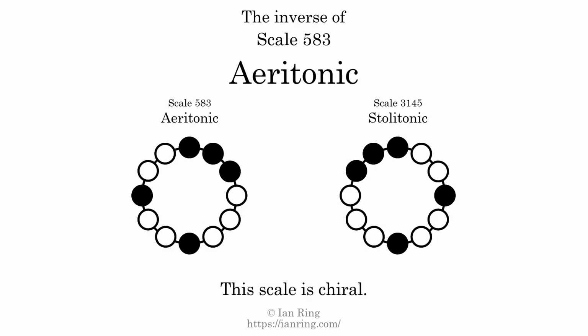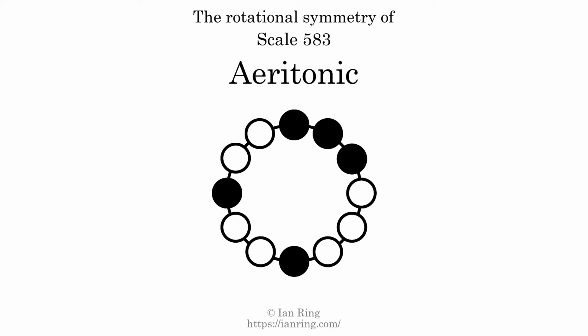The inverse of a scale is a mirror image. It is what you get when the sequence of intervals is reversed. The inverse of this scale is scale 3145, also known as Aeritonic. This scale is chiral. It cannot transform into its inverse by rotational transformation. This scale has no rotational symmetry.